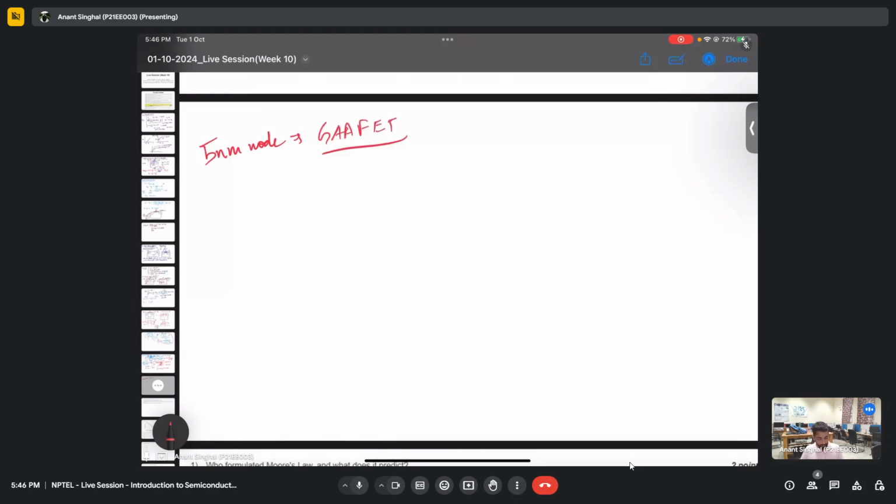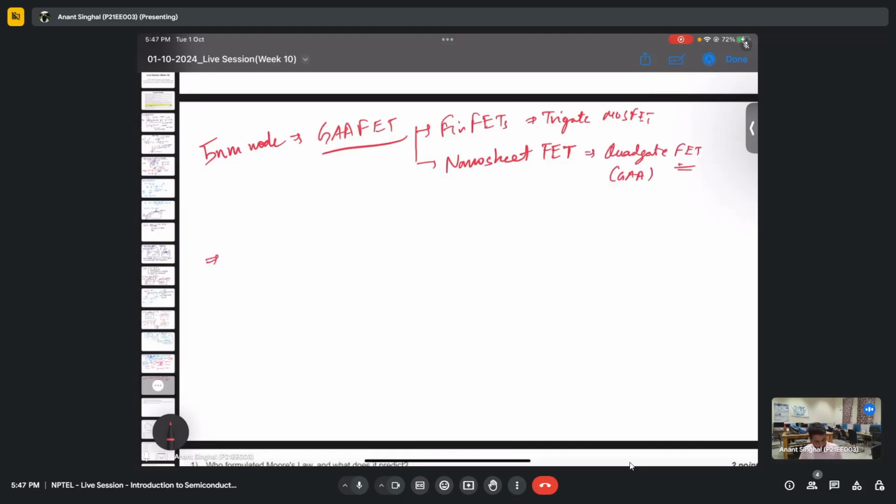So in gate all around we also have certain categories such as FinFETs, and we also have nanosheet FET. FinFET is basically a tri-gate MOSFET, and nanosheet is quad gate, or you can say gate all around FET. Currently, the latest technology that we have is a 3 nanometer technology node, which is currently in iPhone 15.